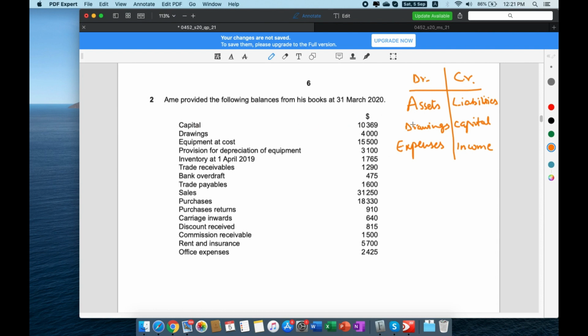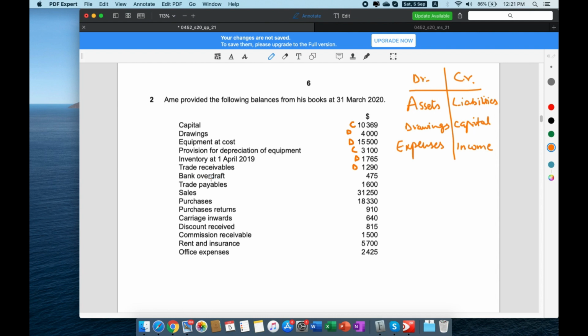So the capital we know is going to be on the credit side. Drawings are debit in nature, so they're going to be on the debit side. Equipment at cost is an asset, so that is going to be on the debit side. Provision for depreciation of equipment counts against assets, so that is actually going to be on the credit side, because all provisions are credit. Inventory is an asset, that is going to be on the debit side. Trade receivables is an asset, debit side.